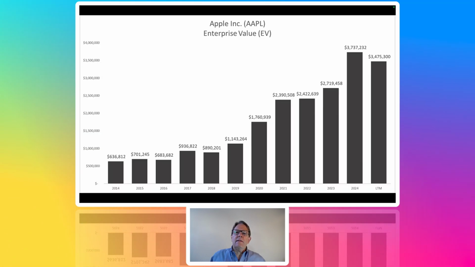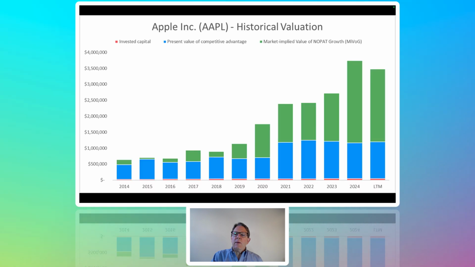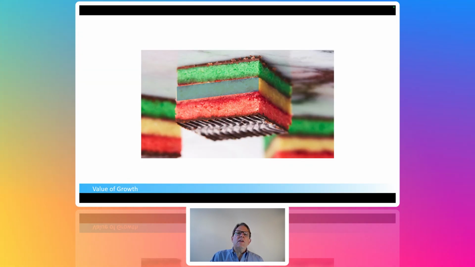All right, so this is Apple's enterprise value. It's been a spectacular stock over the last 10 years. More choppy recently. That's not the point of this lecture. I've talked about Apple before. But if you take this enterprise value here, you can break it into these 3 components. Invested capital, which is always red in my model. The present value competitive advantage, which is always blue. And then the market implied value of NOPAT growth, which is always green. And that's where we get the analogy to the Italian cookie.